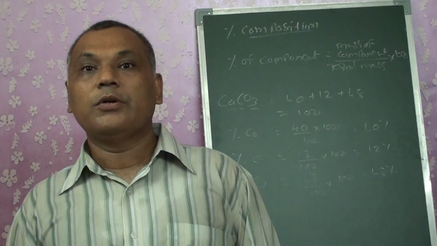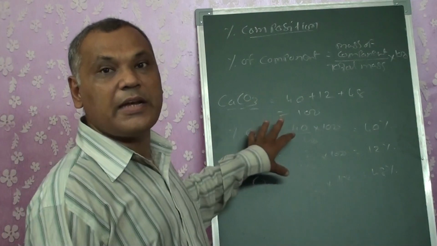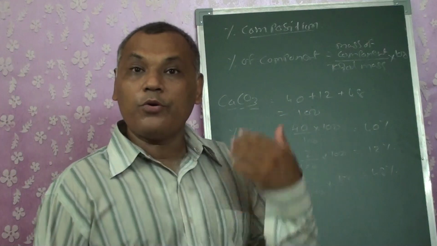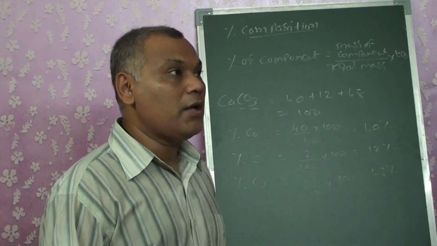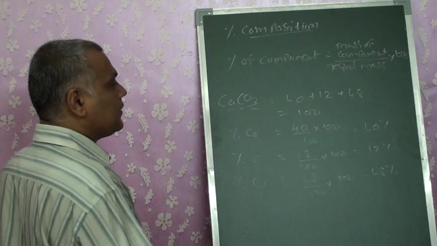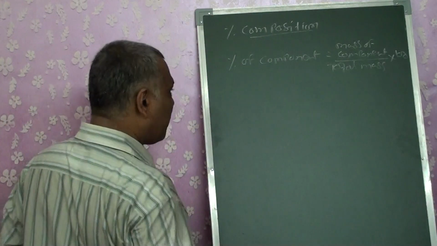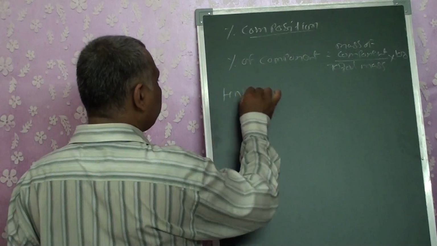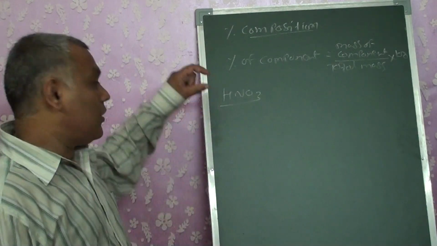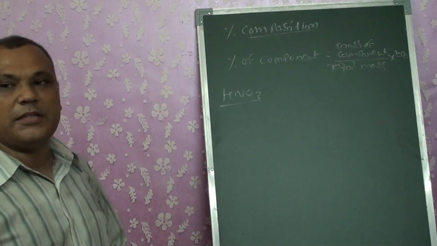So before we do that, let's take one more example which can help you to understand the percentage composition of a compound if it is given to you. How can we calculate it? Let us take another example, a compound HNO3, and I want to calculate the percentage composition. Now see, the molecular formula is known to me. So in that case it becomes much easier.